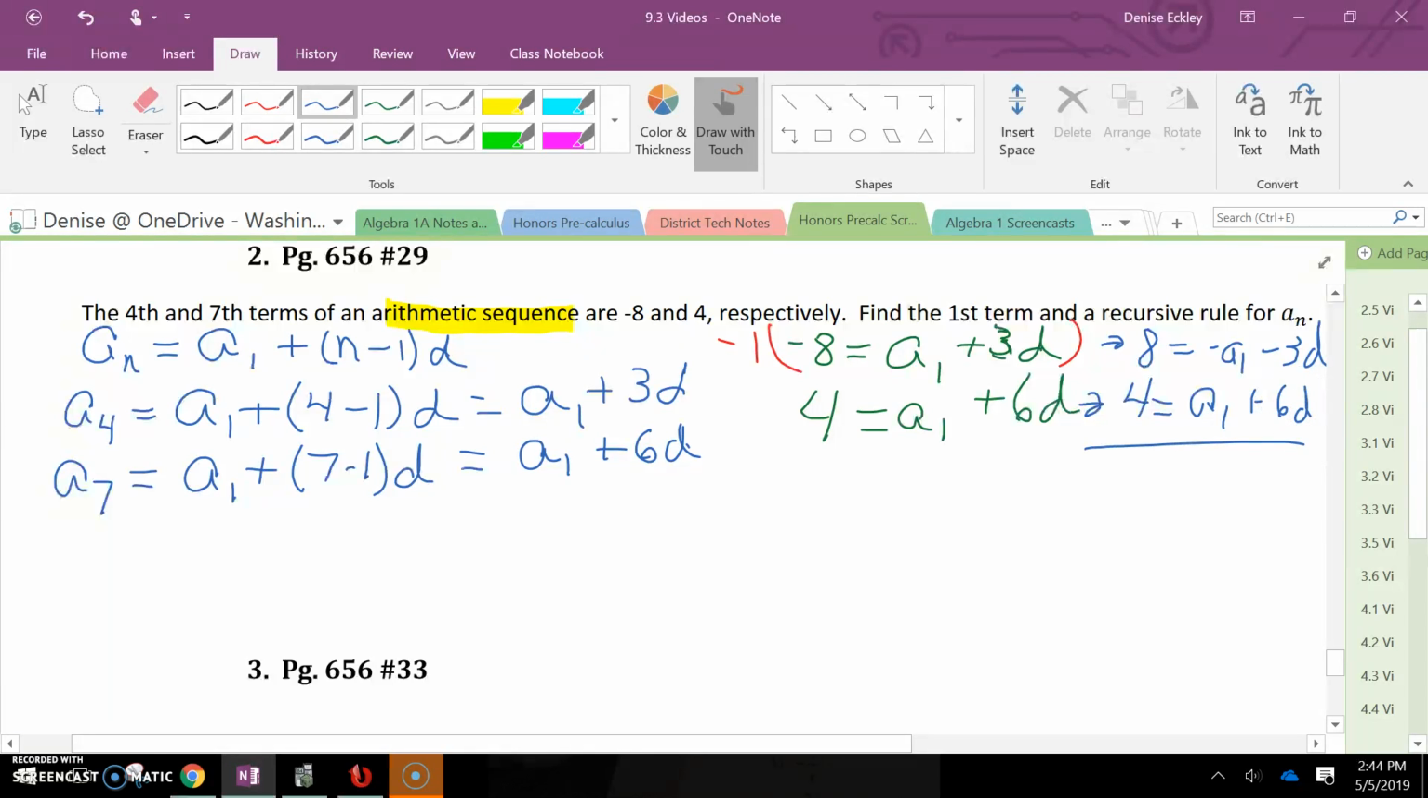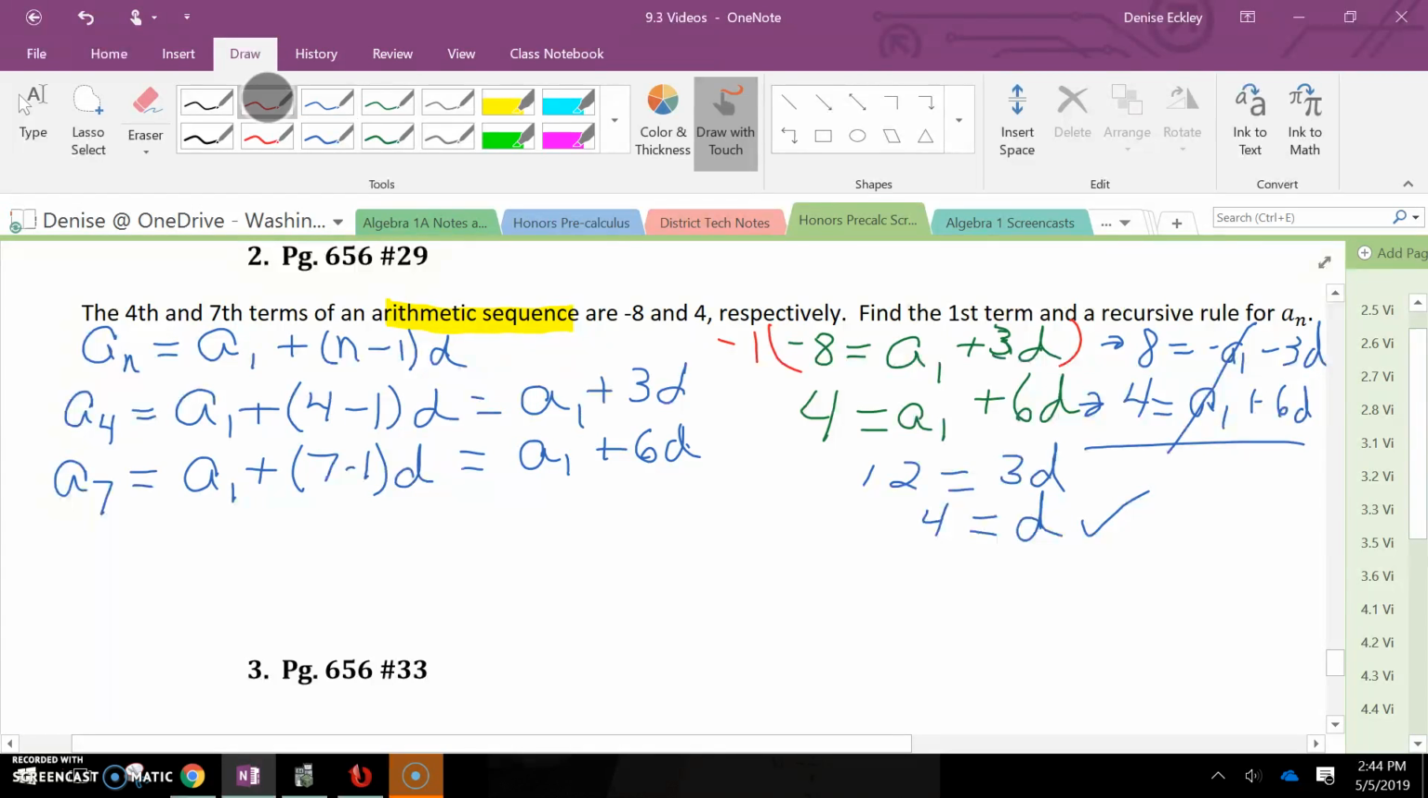Now adding these two together, I get 12 equals, the a1 terms will cancel out, 3d. So d is going to equal 4. Now I can go back and solve either equation for a1, and then I can create my recursive formula, because I also need a d, which I have for the recursive formula.